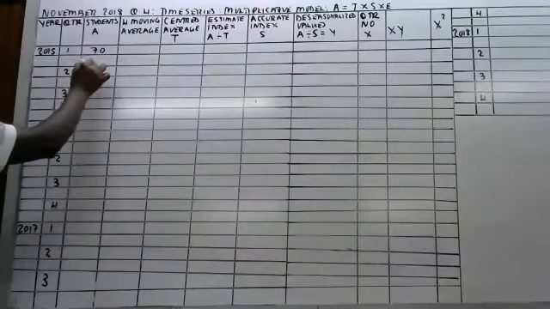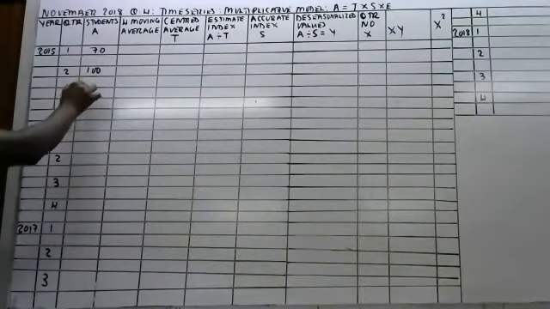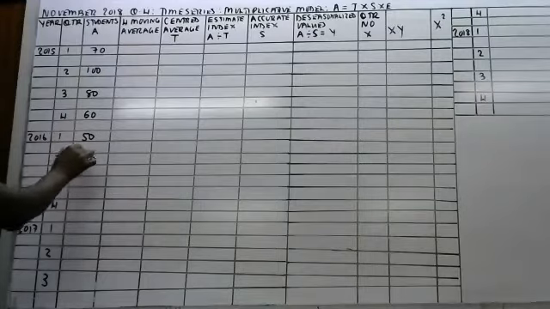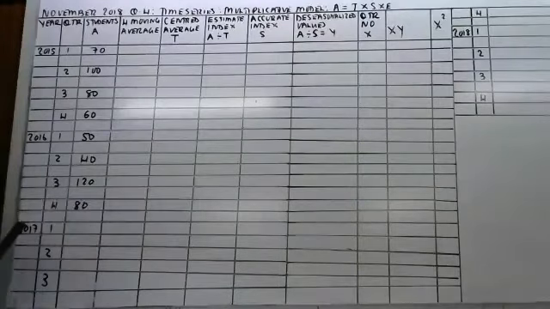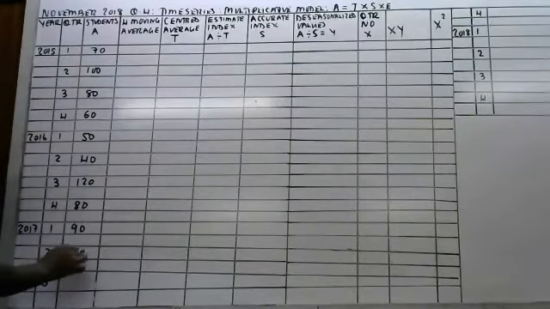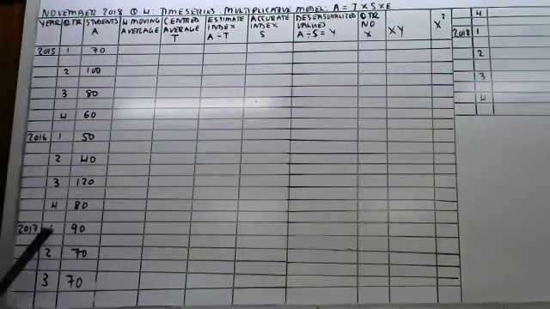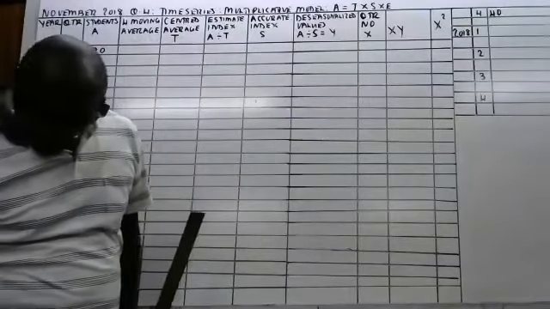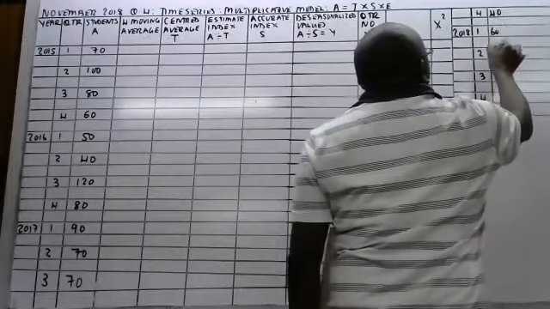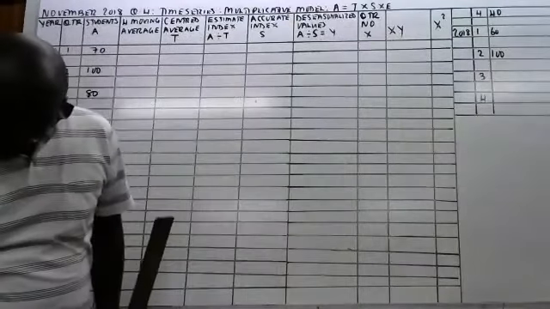So we record now the number of students: 70, 100, 80, 60, 50, 40, 120, 80, 90, 70, 70, 40, 60, 100, and then 130.